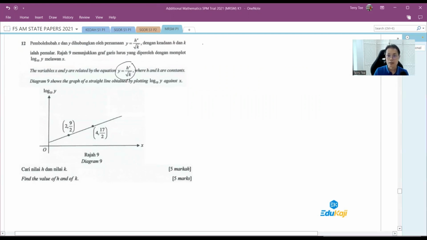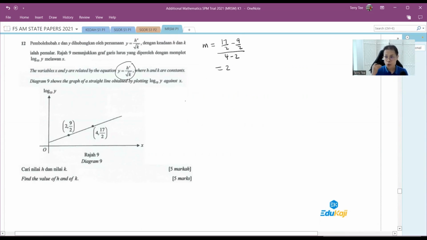So number one, let's find the gradient. My gradient will be what? Let's take y2 minus y1 over x2 minus x1. Your x2 is 4, x1 is 2. 17 minus 9 is 8, 8 divided by 2 is 4, 4 divided by 2 is 2. If you're not sure, you can use a calculator, it is 2.